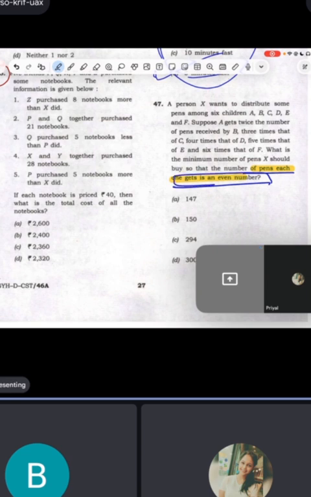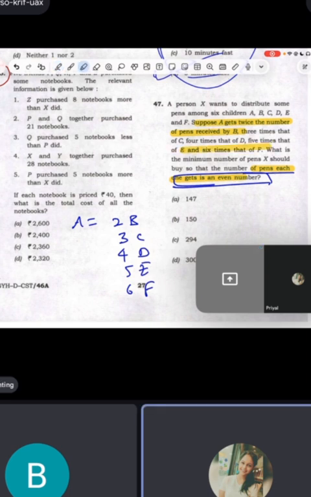So, guys, the question is saying a person X wants to distribute some pens among six children. I don't know who they are. Suppose A gets twice the number of pens received by B, then three times of C, then four times of D, then five times of E, and six times of F. Because this is what the question is saying, if you read carefully.